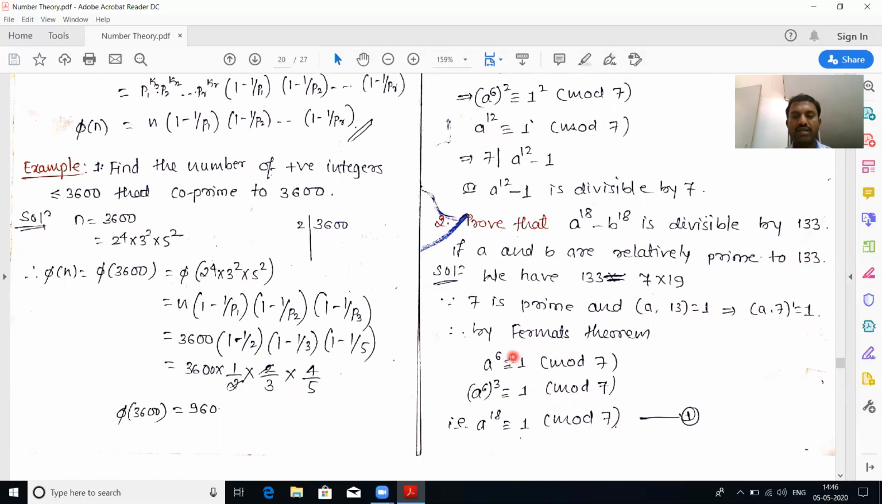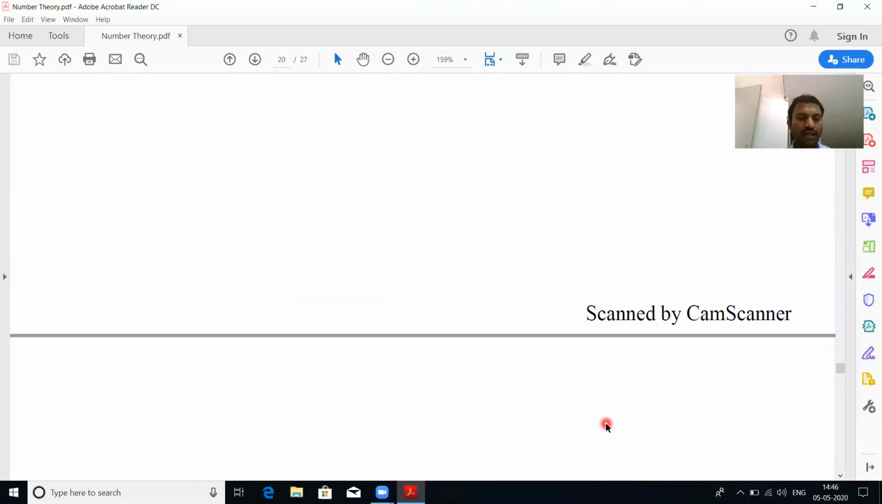Therefore, by using Fermat's theorem, as 7 is a prime number and a is relatively prime to 7, a raised to 6 is congruent to 1 mod 7. Taking cube on both sides, we are getting a raised to 18 is congruent to 1 mod 7. That is equation 1.